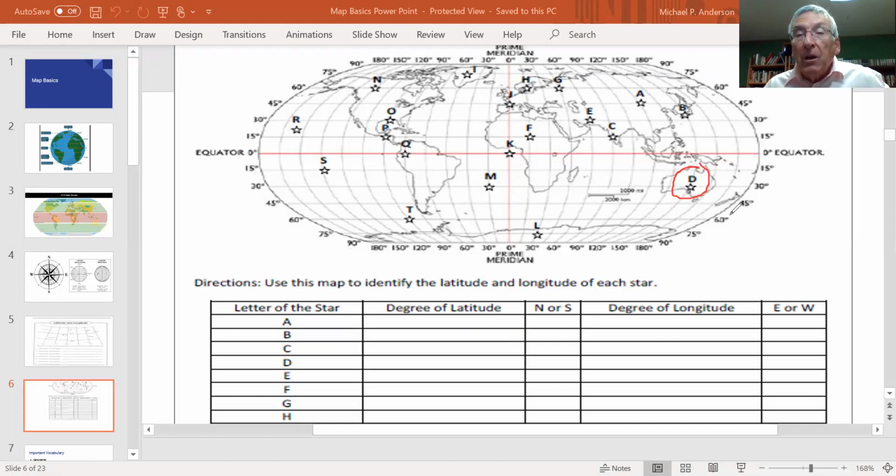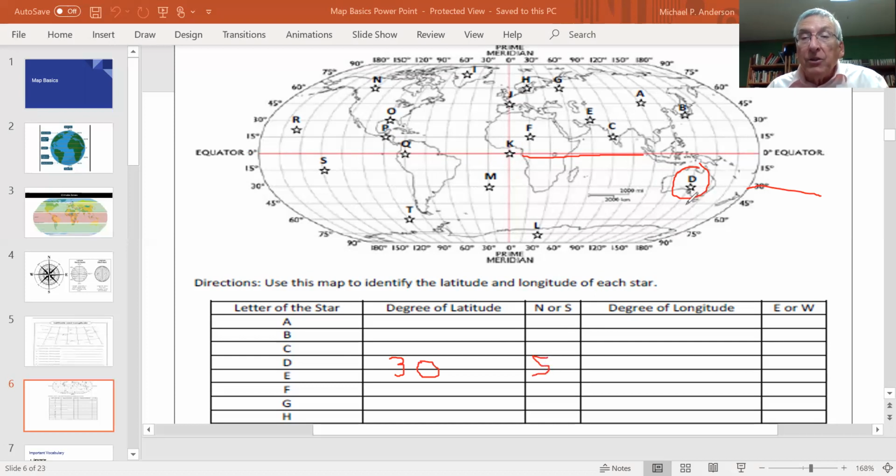Okay. What do we always do first? If you said latitude, you're absolutely correct. So this time we're going to count down 15, 30. So letter D is 30 degrees. North or south latitude? Well, here's the equator. It's south of the equator, so this is going to be south.